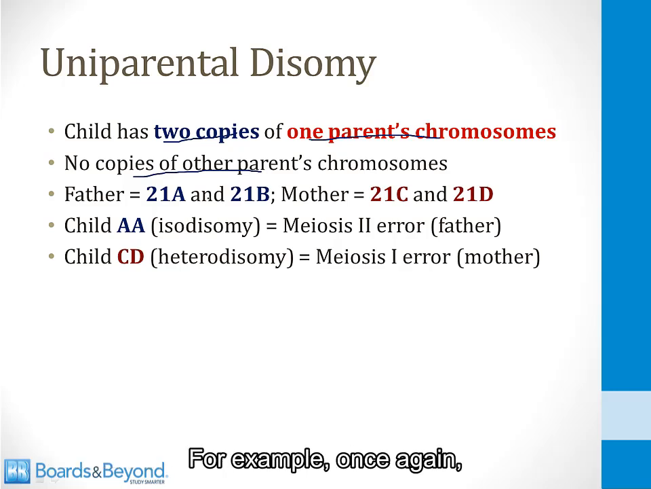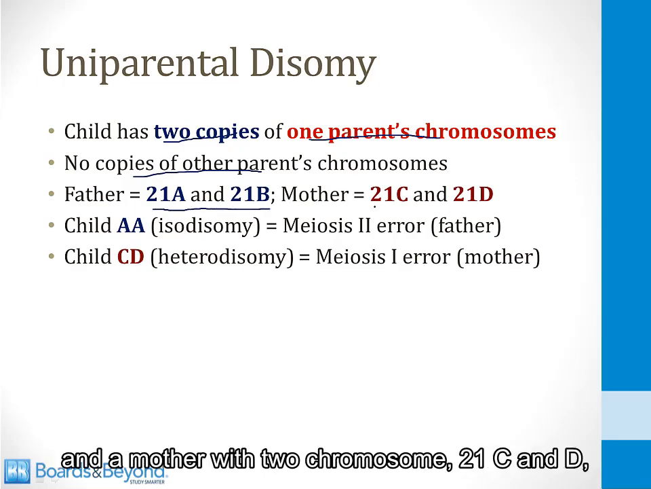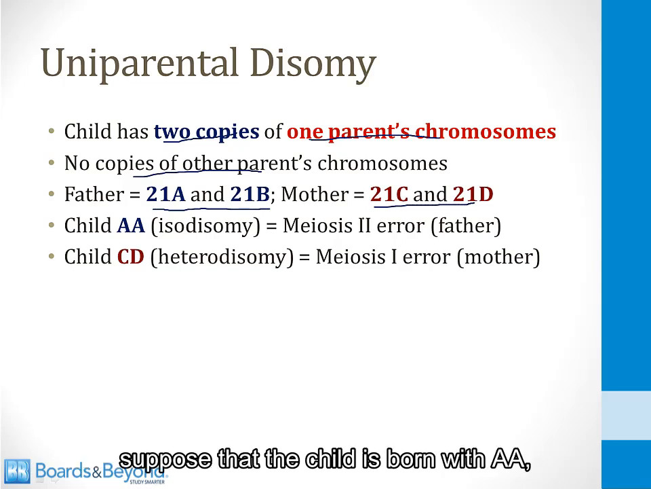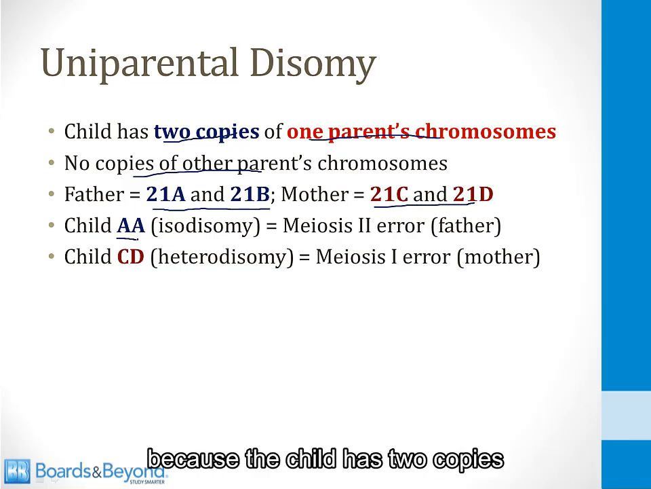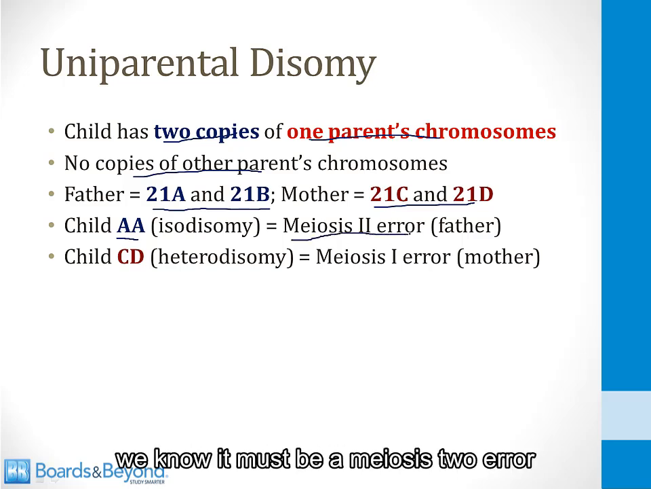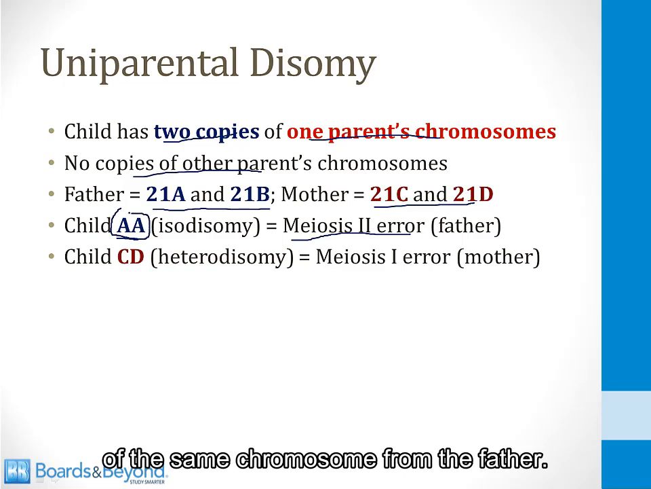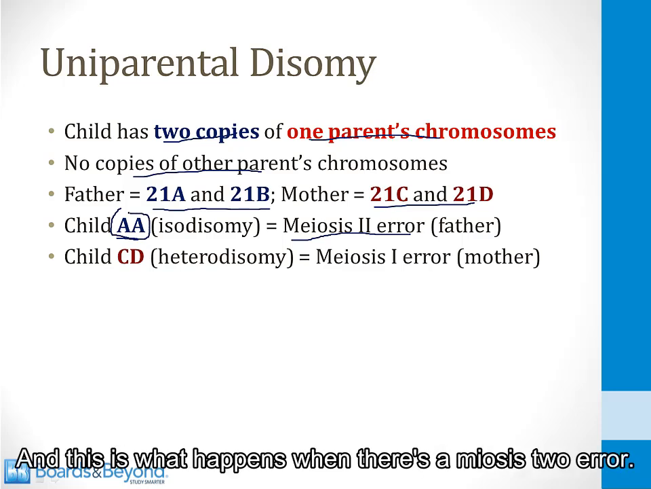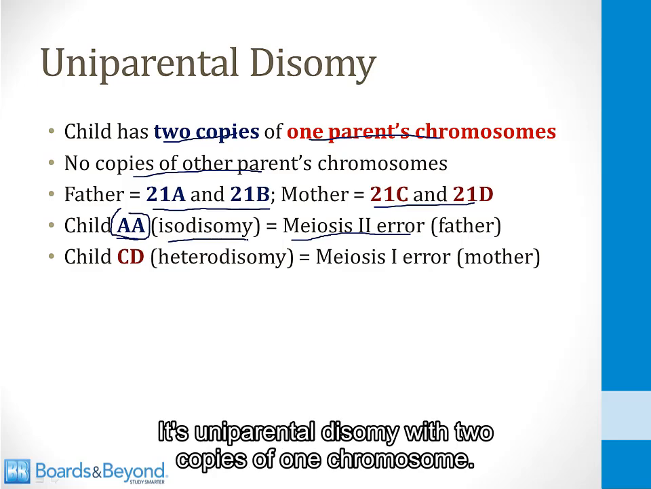For example, once again, if we have a father with 2 chromosome 21s, A and B, and a mother with 2 chromosome 21s, C and D, suppose that the child is born with AA. We know that the child must have uniparental disomy coming from the father because the child has 2 copies of the father's chromosomes. In addition, we know it must be a meiosis II error because the child inherited 2 copies of the same chromosome from the father, and this is what happens when there's a meiosis II error. This is called isodisomy. It's uniparental disomy with 2 copies of one chromosome.